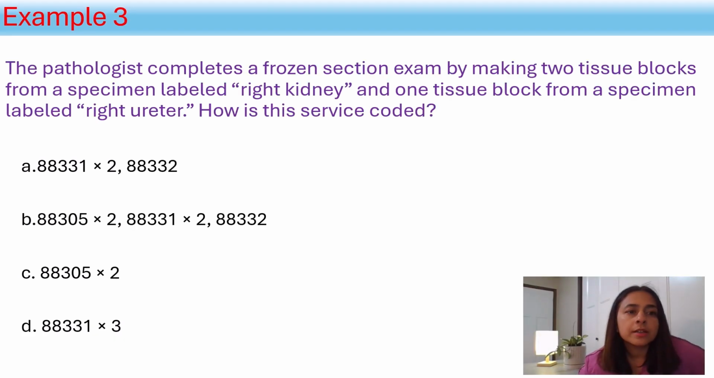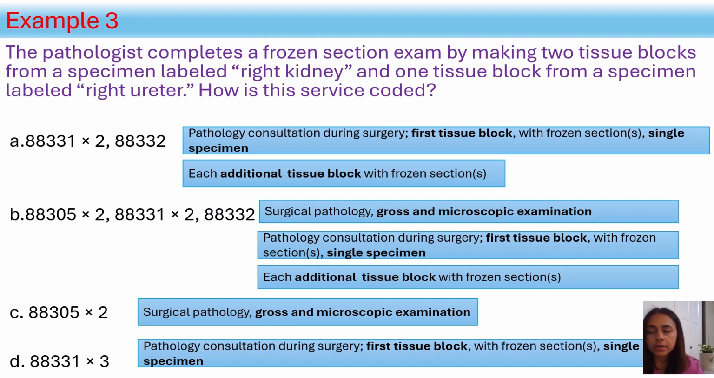Next question is: the pathologist completes a frozen section exam by making 2 tissue blocks from a specimen labeled right kidney and 1 tissue block from a specimen labeled right ureter. How is this service coded? So here are the descriptions. It looks like a lot.